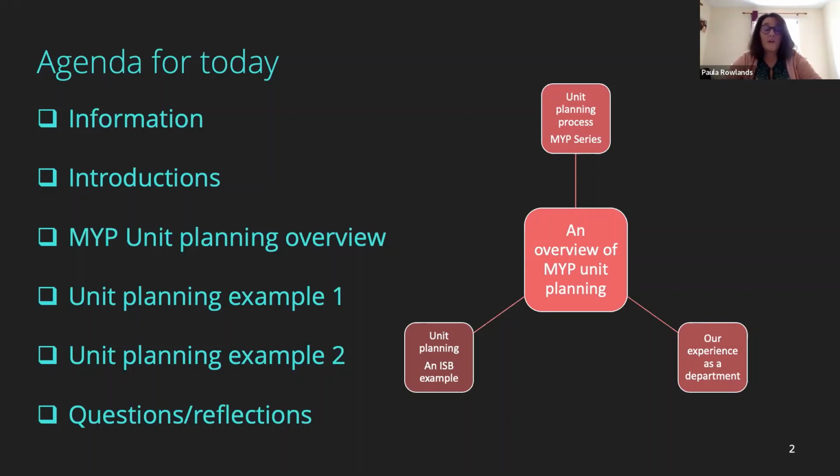And I'll also explain how I've adapted a unit plan that we already have in place to take advantage of the Pearson resources.